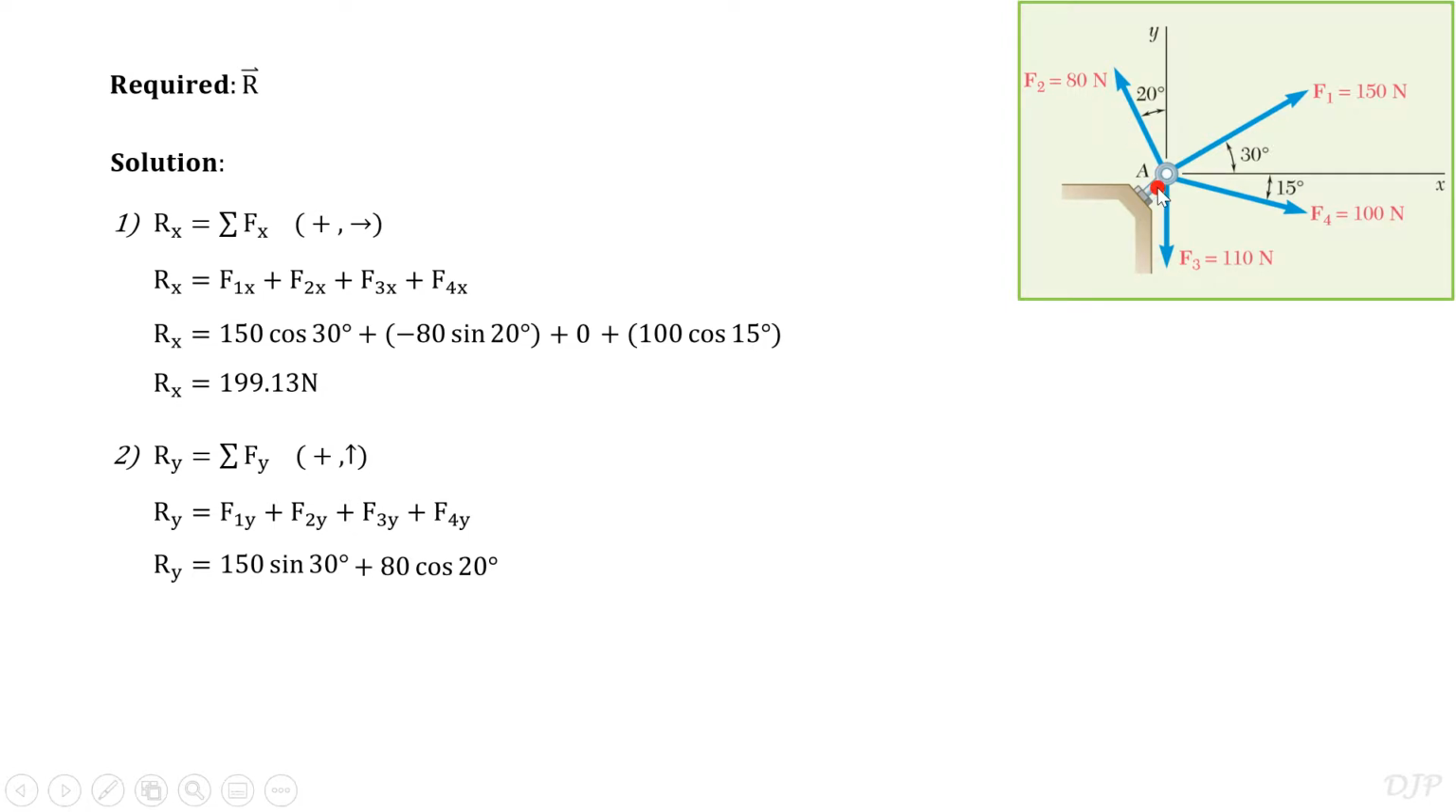Then, for F sub 3, since it is acting purely along the vertical, we should write negative 110. Lastly, for F sub 4, its y component is equal to negative 100 times sine of 15 degrees. By adding these values, we get the total y component of the forces equal to 14.29 newtons.